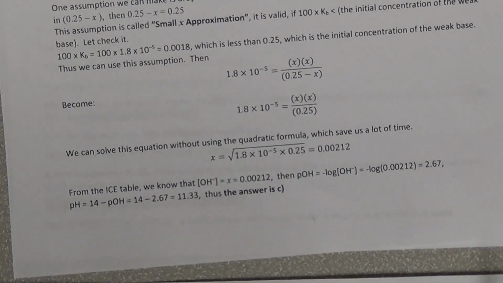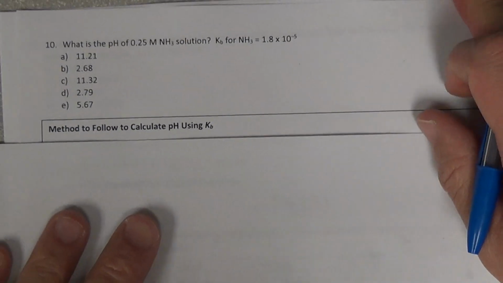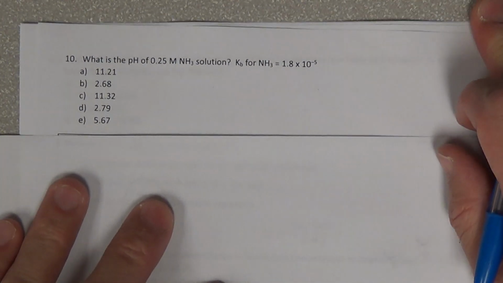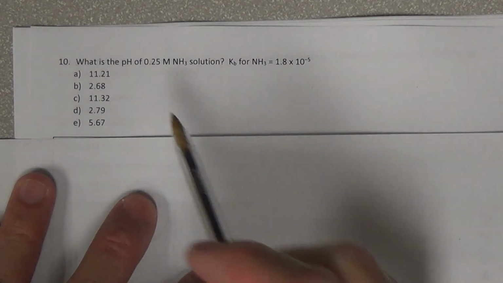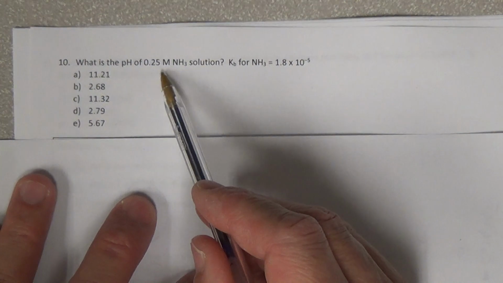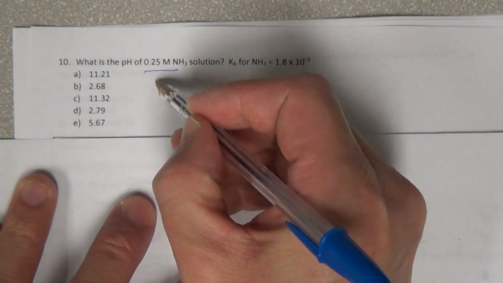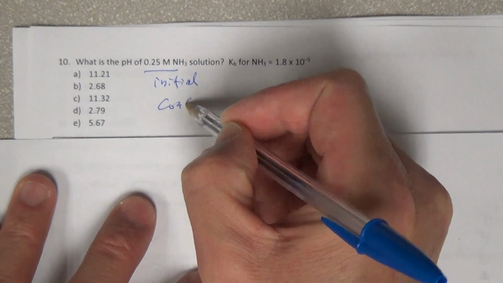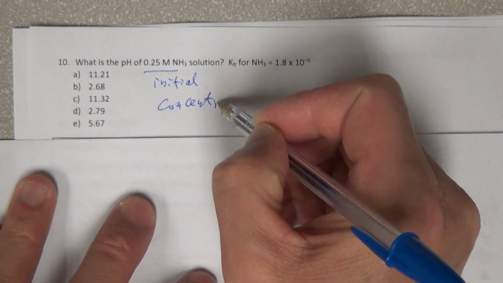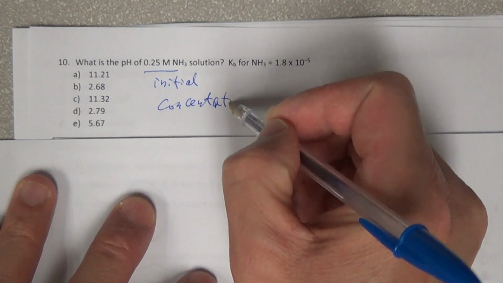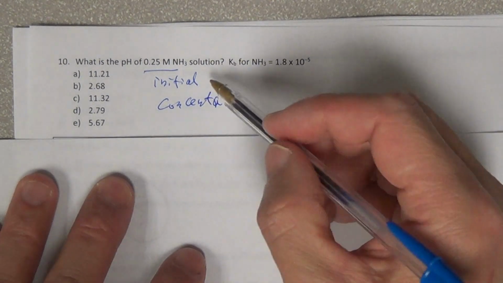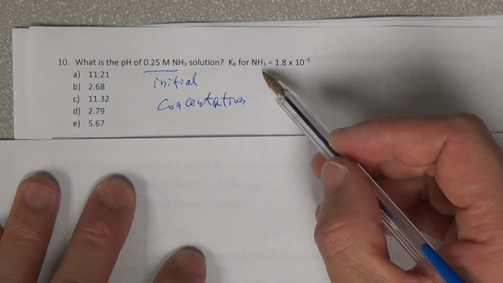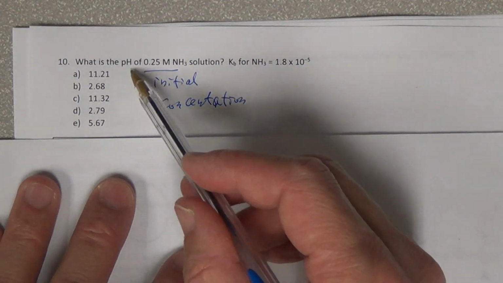Okay, so the next question is number 10. For number 10, we just want to practice one calculation for the weak base. It gives you the initial concentration of the weak base and the Kb for the weak base, and you want to find out the pH. It's very similar to the weak acid.